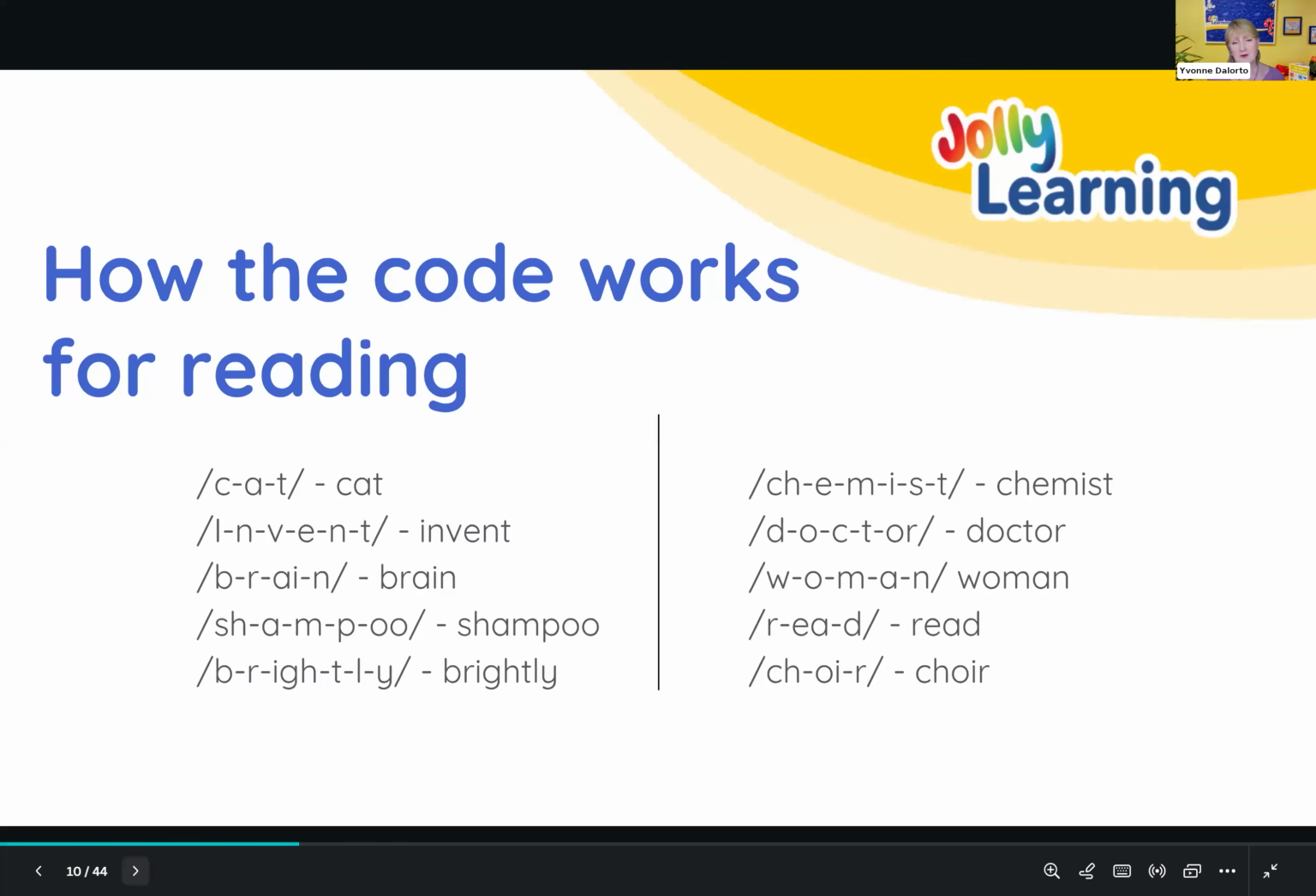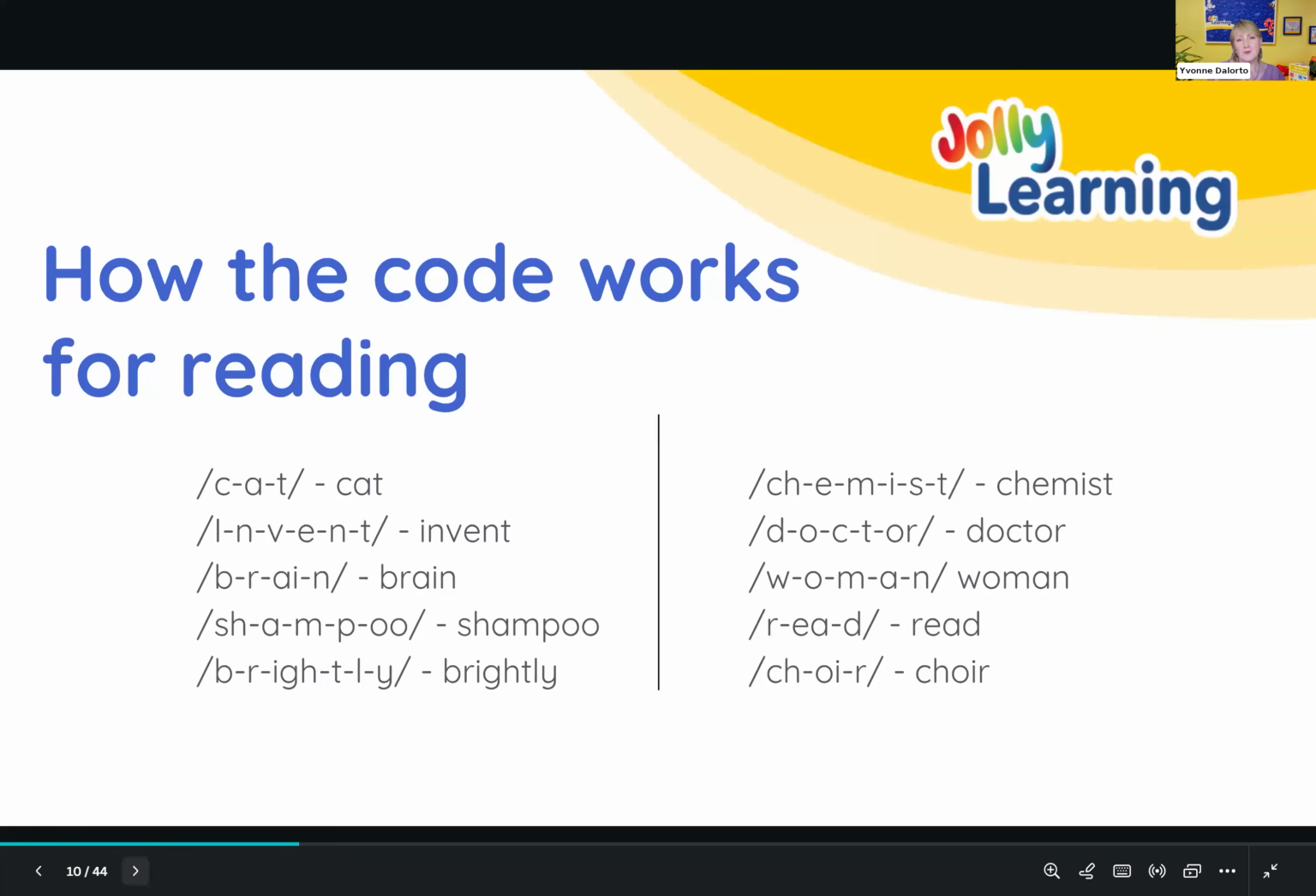And if we move on to the right side of this slide, you see how the curiosities of English language work. We don't say chemist, we say chemist. So in the program, children learn about how these changes happen. We don't say doctor, we say doctor. We have the schwa coming in. We don't say woman, we say women. And is it read or is it read? And we don't say choir, it's choir.